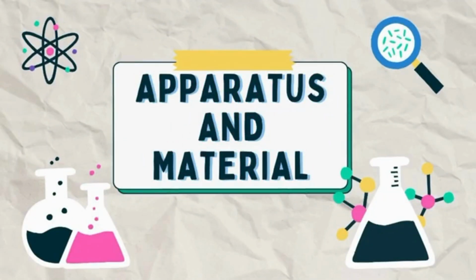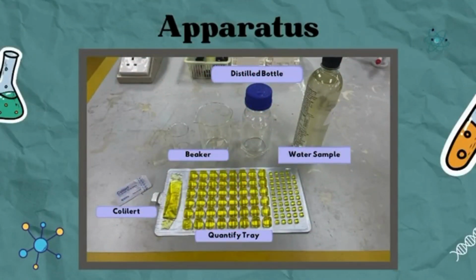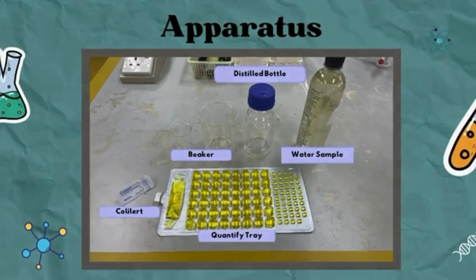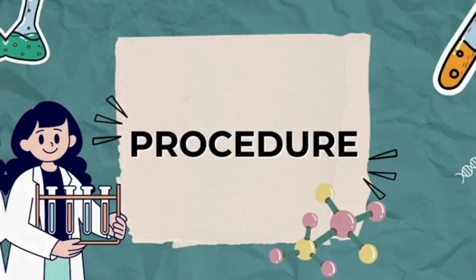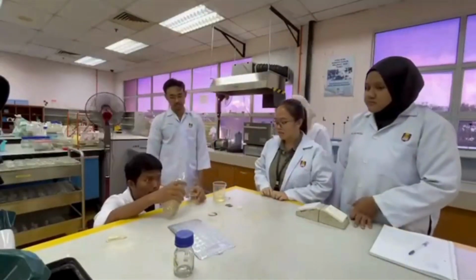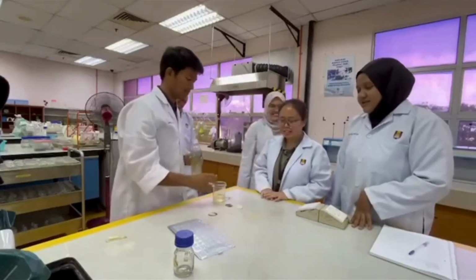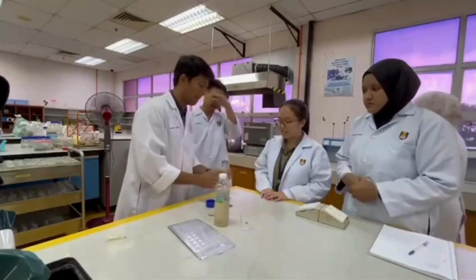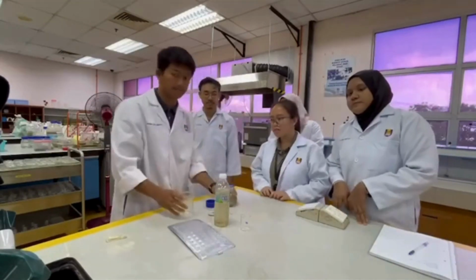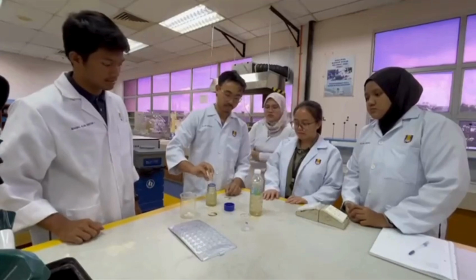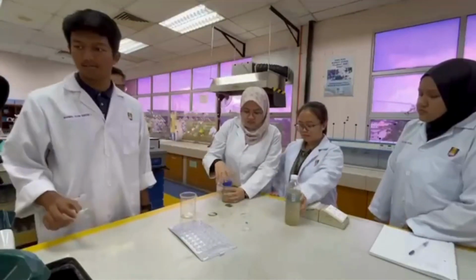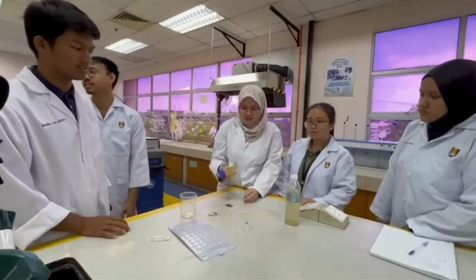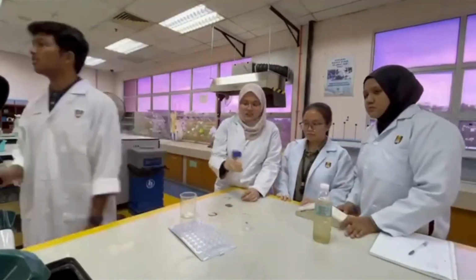Apparatus and material. Glass bottle, beaker, Colilert, water sample, Quanti-Tray, Quanti-Tray sealer machine, Quanti-Tray rubber, spectral line UV light and incubator. Procedure. 110 ml of sample is measured using a beaker. Then transfer the water sample into a bottle. Add a Colilert into the bottle. Close the bottle tightly and then shake the bottle until the Colilert dissolves.